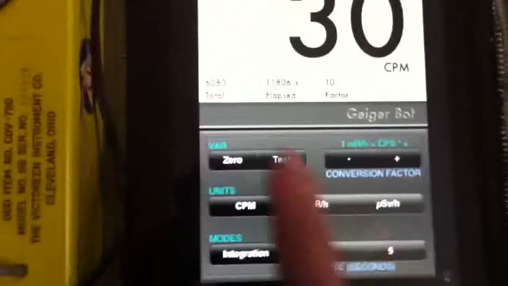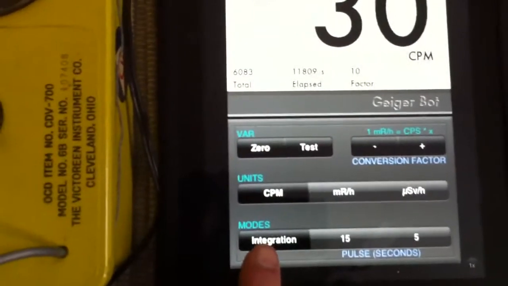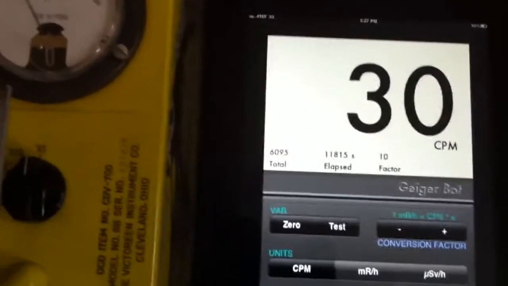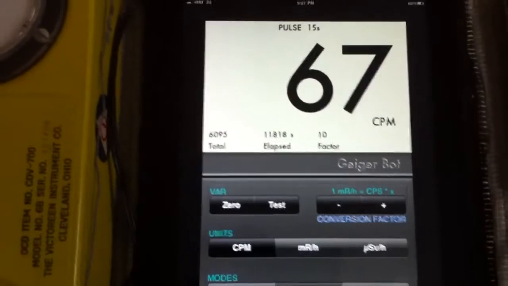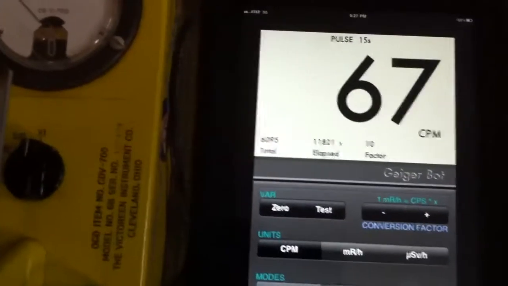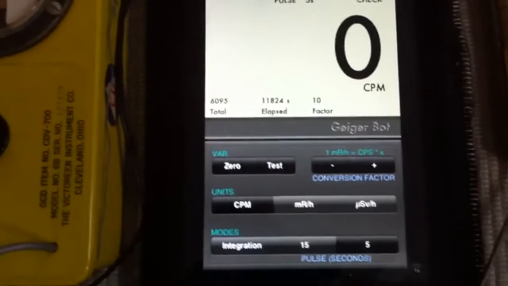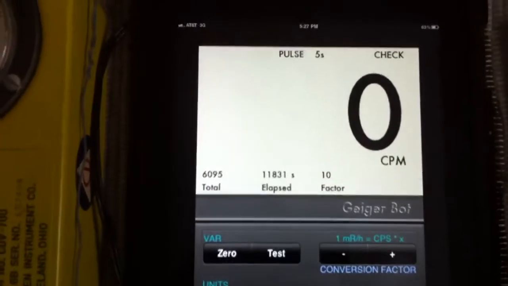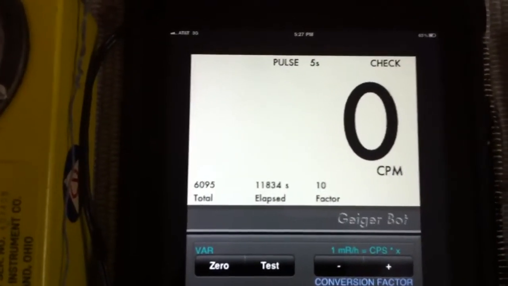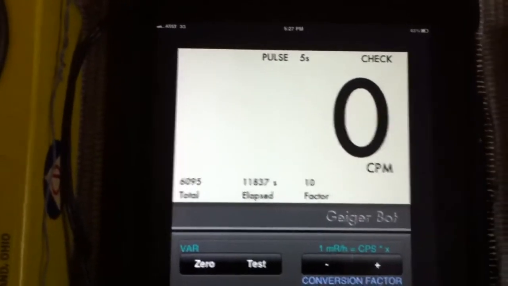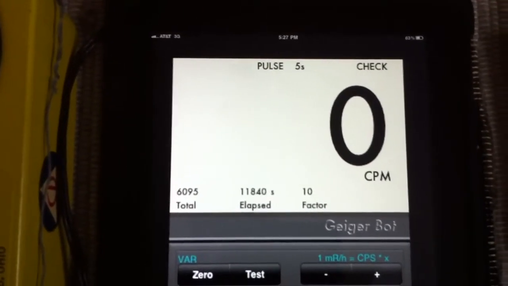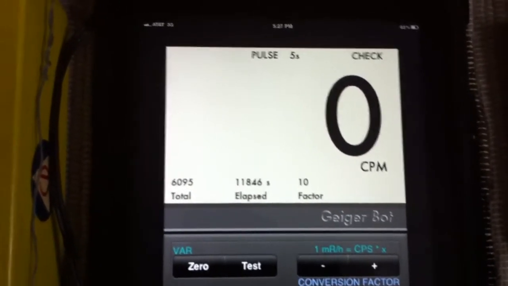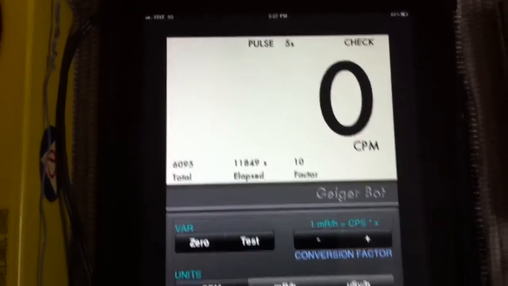Currently, it's counting in counts per minute. It's in integration, which does the most averaging. There's the option of 15 seconds for counting pulses, and there's 5 seconds too, which gives you the most variation, up to the minute of what's really doing. It can vary quite a lot. Let's see what happens. There's no pulse at the moment. Sometimes it takes a while. Sometimes they come in rapid succession. Oh, come on. Anyway, we'll get back to that.